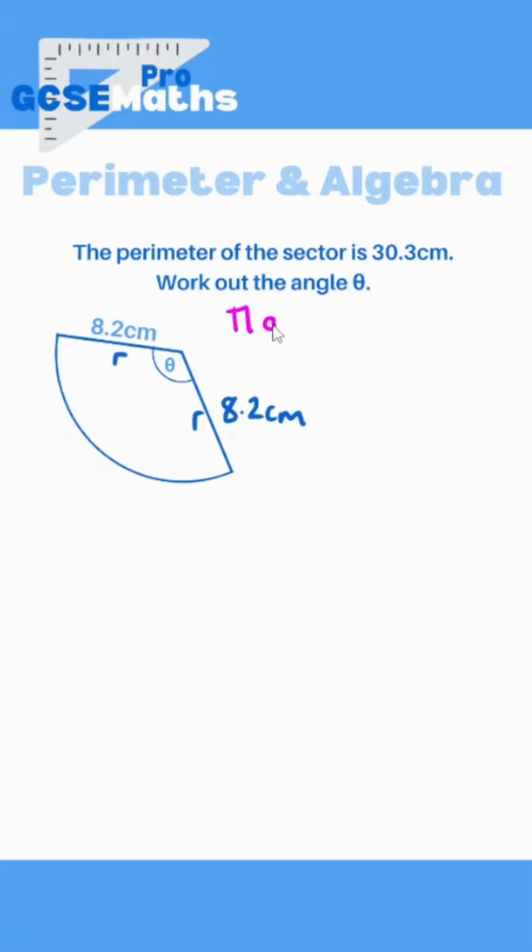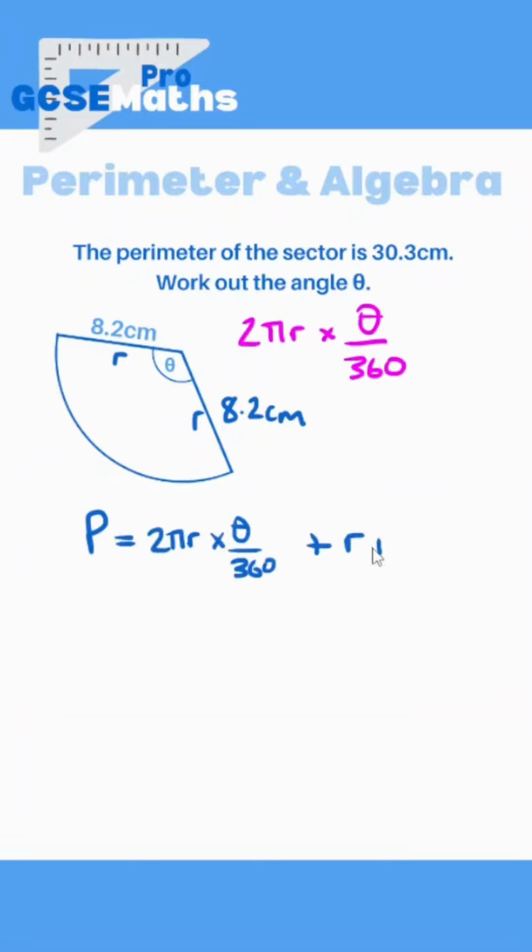You can either use pi d or 2 pi r to build your formula, whichever you prefer, whichever one is more familiar to you. You can use either. I might use 2 pi r because we've been given the radius. So the formula for the arc length is 2 pi r times by the angle over 360. So the perimeter is equal to the arc length plus a radius plus a radius.